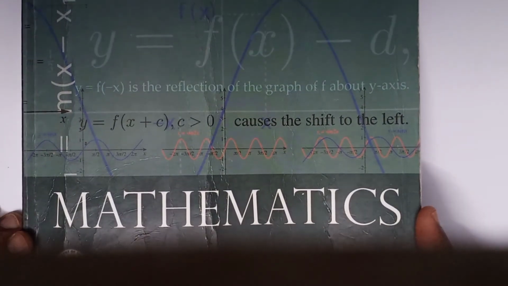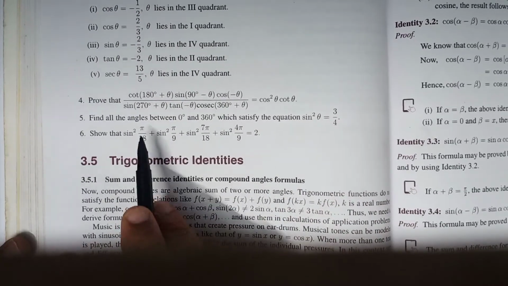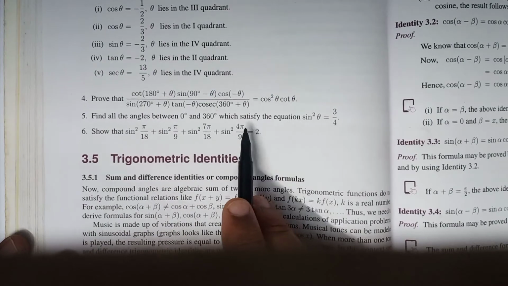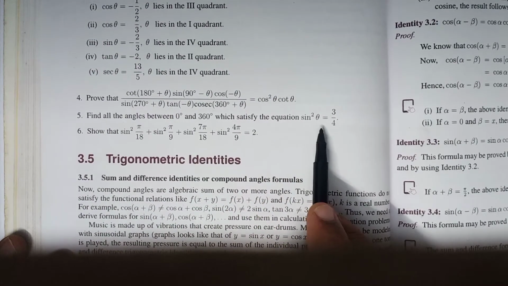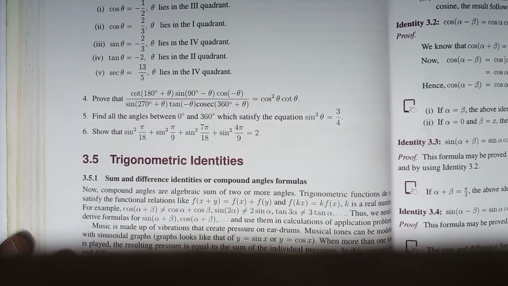11th standard mathematics chapter number 3, continuation of exercise 3.3. Now problem number 5. Find all the angles between 0 degree and 360 degree which satisfy the equation sin squared theta equal to 3 by 4.